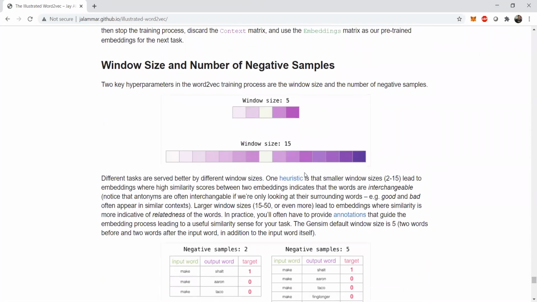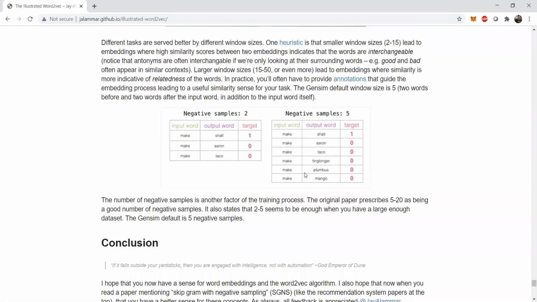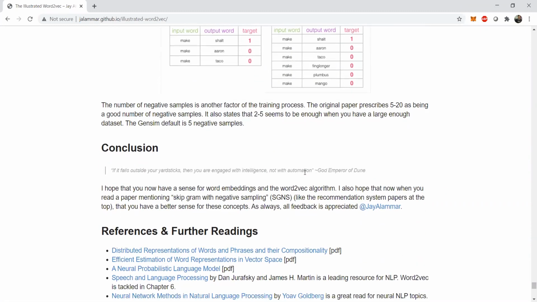Now there are certain hyperparameters, like the number of negative samples, how many negative samples we want to use, and what the window size is. Some heuristics are mentioned in this blog, and these are some of the important features that I wanted to mention. And definitely this blog is very good for reading other articles on it.